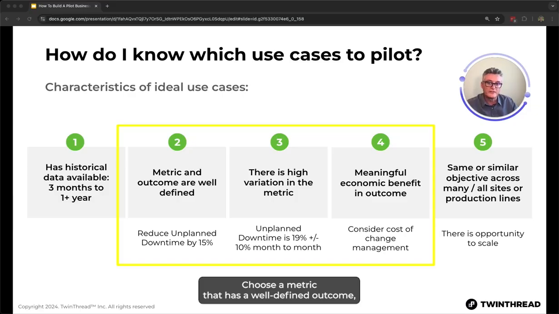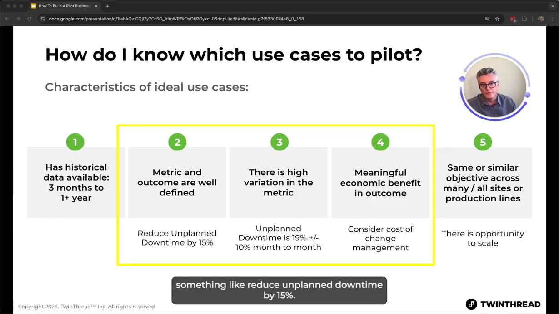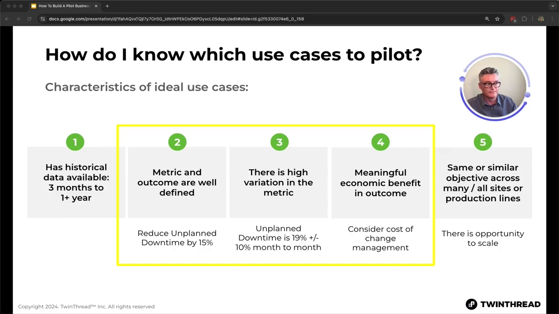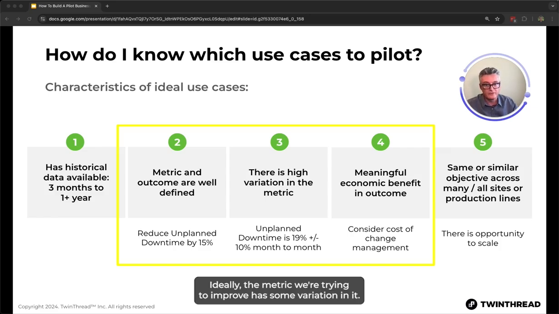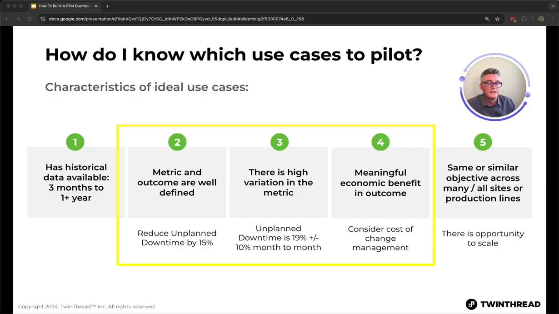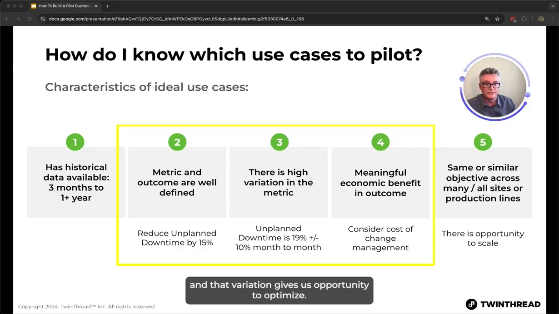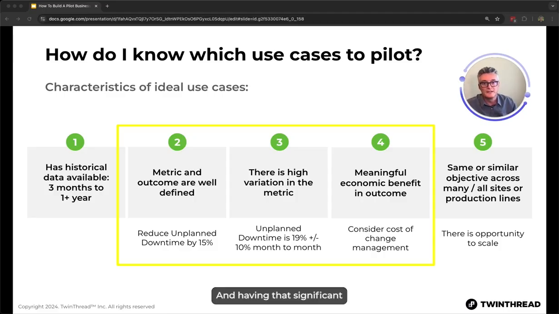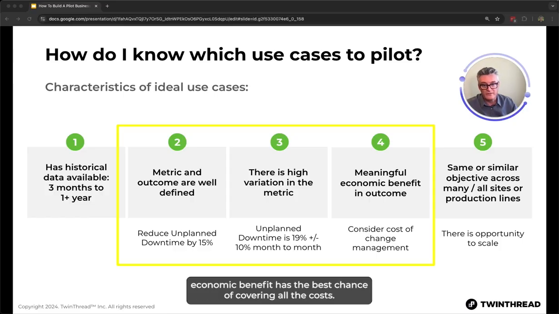Choose a metric that has a well-defined outcome, something like reduce unplanned downtime by 15%. Ideally, the metric we're trying to improve has some variation in it. It goes up and down month to month, day to day, and that variation gives us opportunity to optimize. And the last thing to consider is something that has significant economic benefit. Having that significant economic benefit has the best chance of covering all the costs. And sometimes the change management costs can be substantial. So we're looking for big projects here.